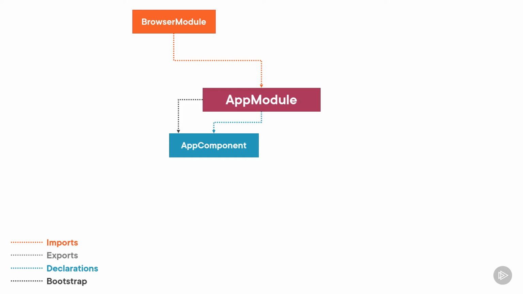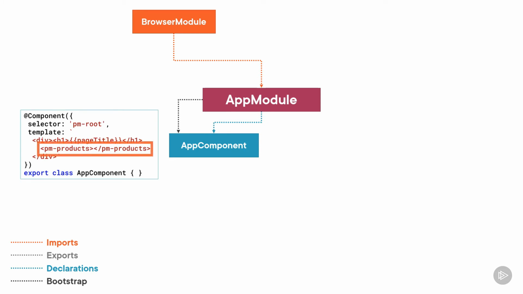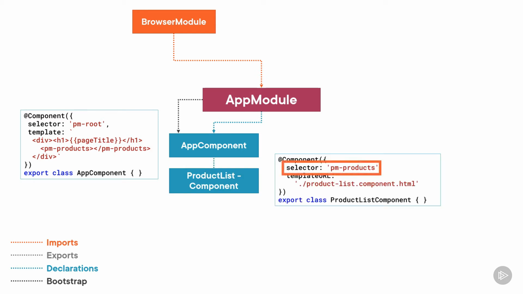An Angular module defines the boundary or context within which the component resolves its directives and dependencies. So when a component contains a directive, Angular looks to the component's module to determine which directives are visible to that component. What does that mean for us? Well, for Angular to find the PM products directive used in the app component, the product list component must also be declared in this Angular module. This is the second step when using a component as a directive. We need to ensure that the directive is visible to any component that uses it.